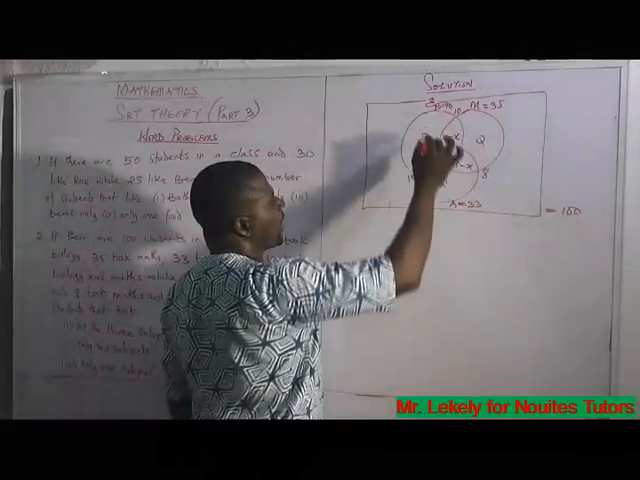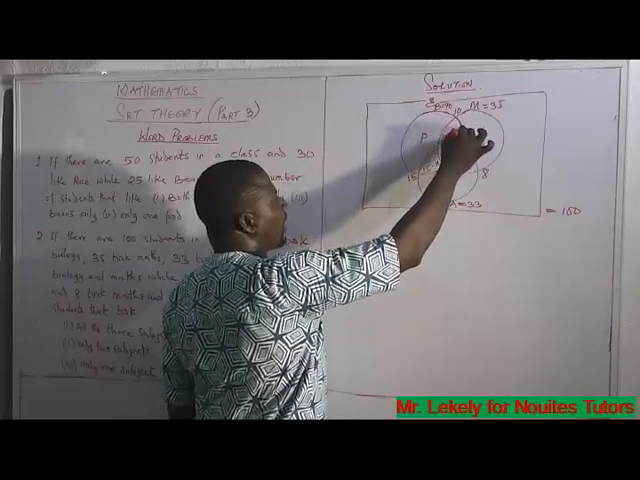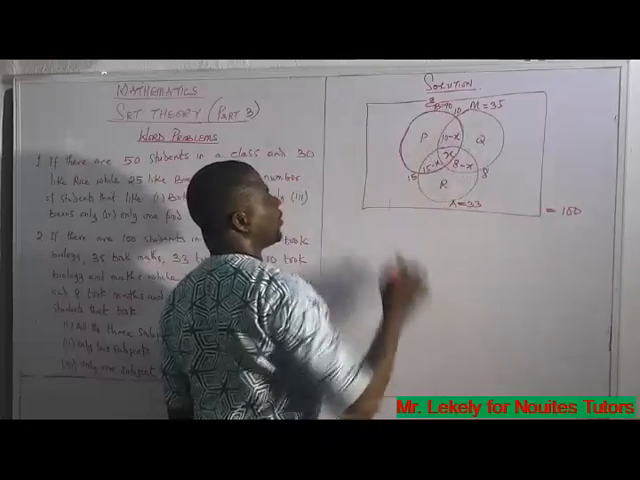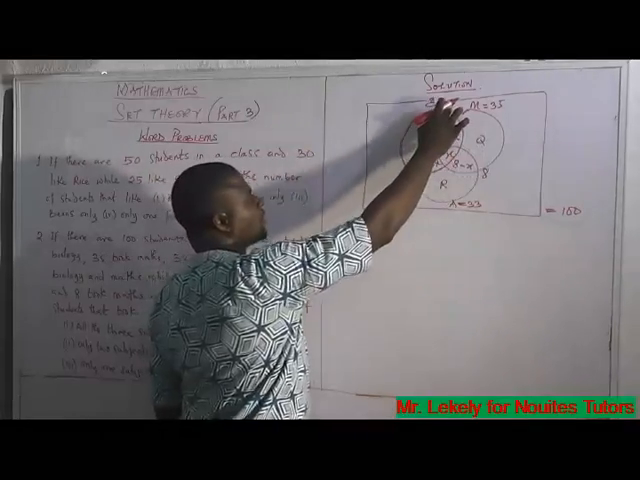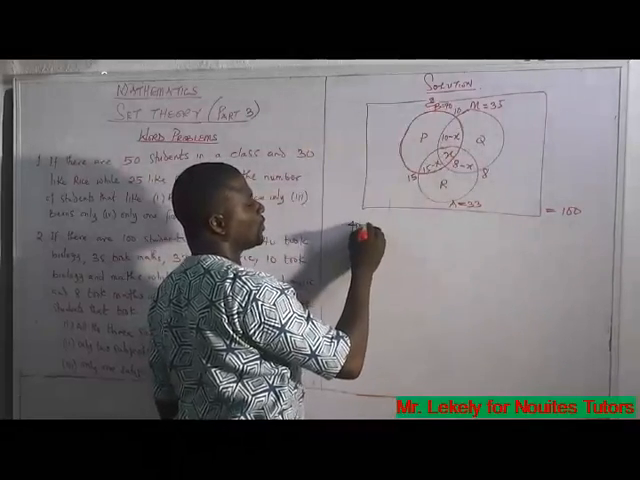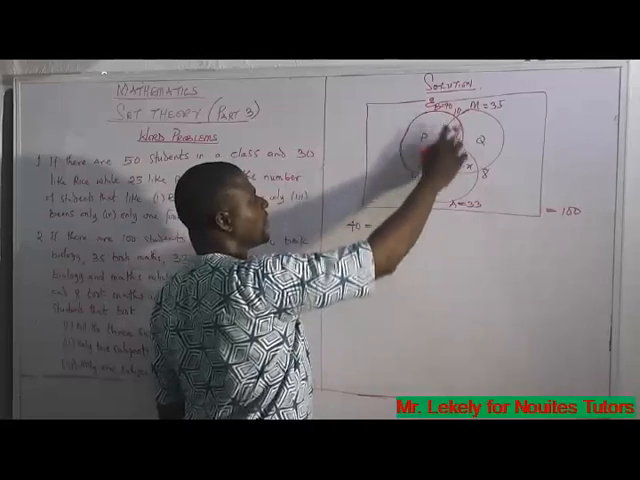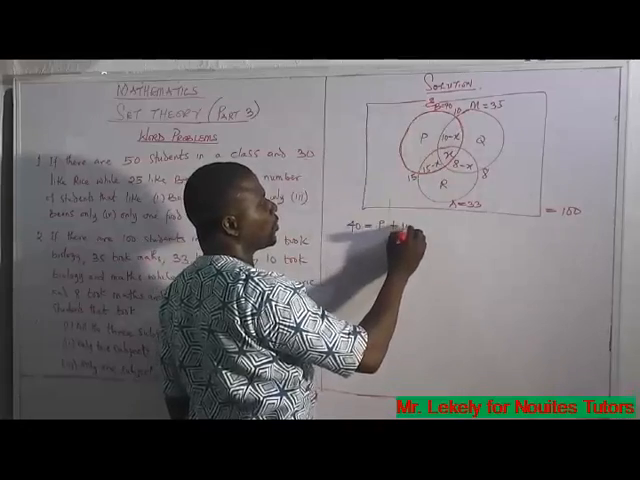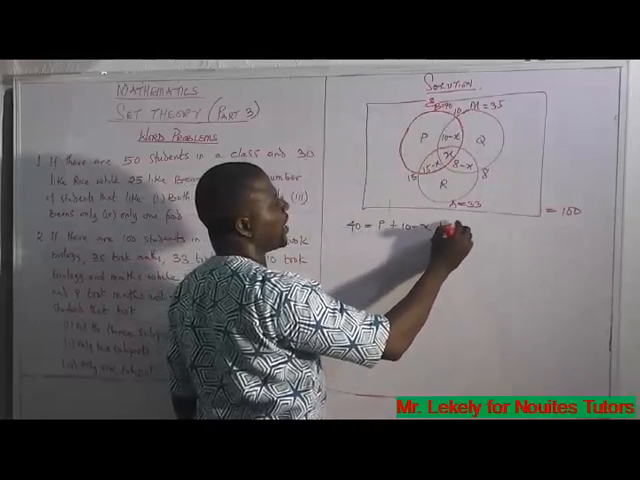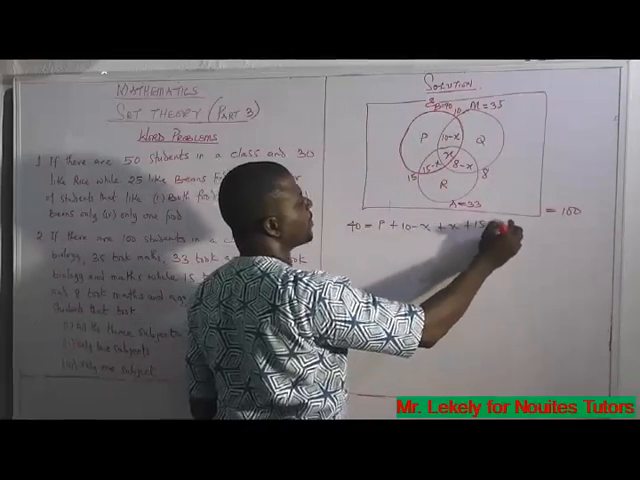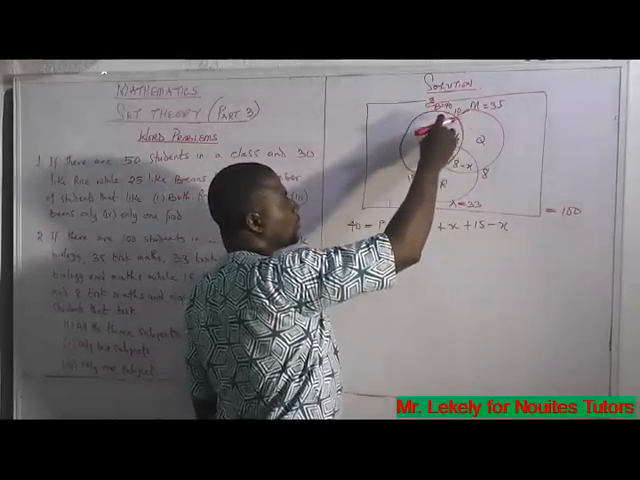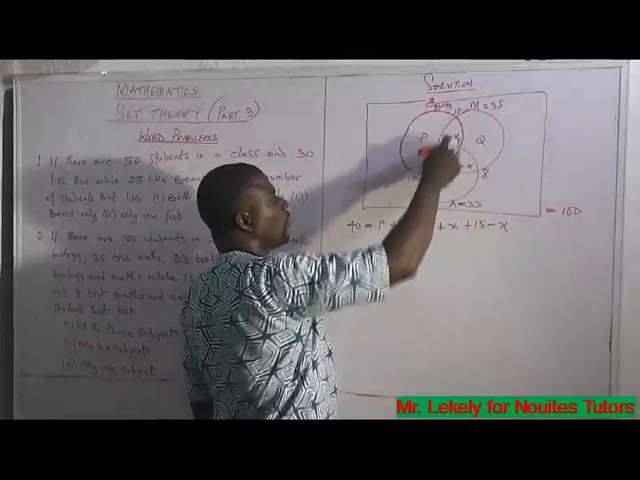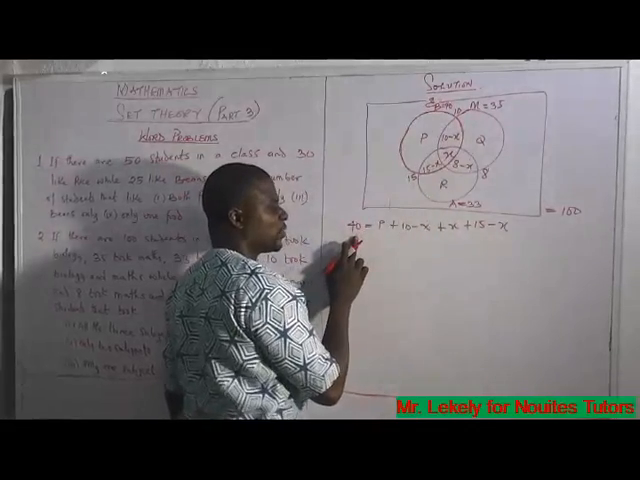Now look at the circle of biology. The total circle of biology is 40. So 40 is equal to everything that is inside the circle of biology, which is P plus 10 minus X plus X plus 15 minus X. If you trace the circle, P, 10 minus X, X, 15 minus X, they are all in the circle of biology, which is 40. That's what I did.